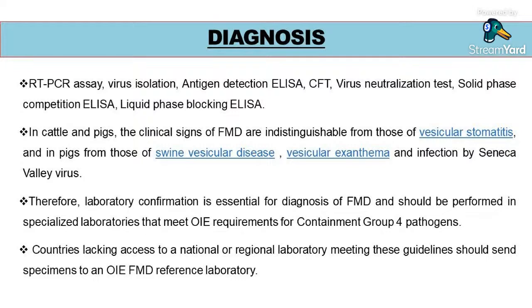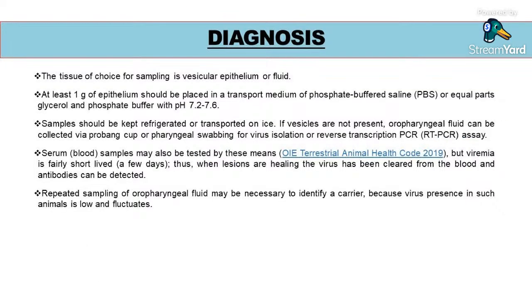For example, in India, at ICAR Mukteshwar Nainital, the Project Directorate on FMD is present. So whenever there is no regional laboratory, we have to send samples to the reference laboratories. For sampling, the choice is vesicular epithelium or the fluid present inside the vesicles. At least 1 gram of epithelium should be transported with pH buffer 7.2 to 7.6, and the samples should be refrigerated and transported on ice, and then virus isolation or reverse transcription assay should be done.